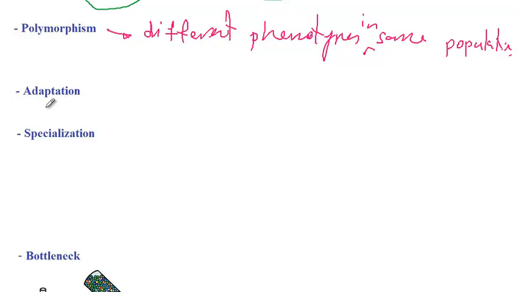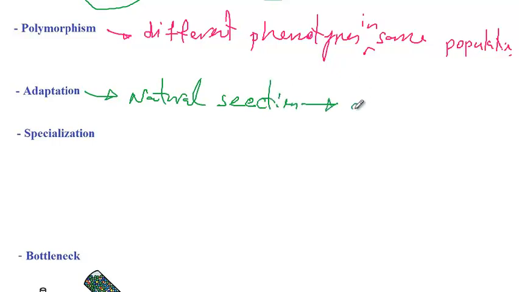The next phenomenon that contributes to speciation is adaptation, which is the process in which natural selection acts on a population in order to select for advantageous genes. So here is where natural selection will promote survival of advantageous genes, or in other words, it will promote selection of advantageous genes.